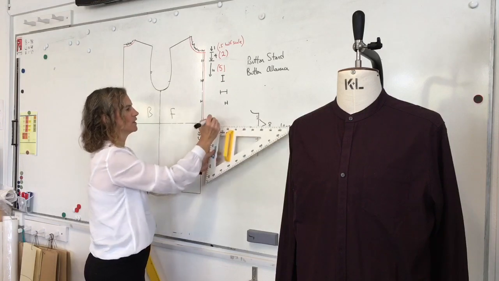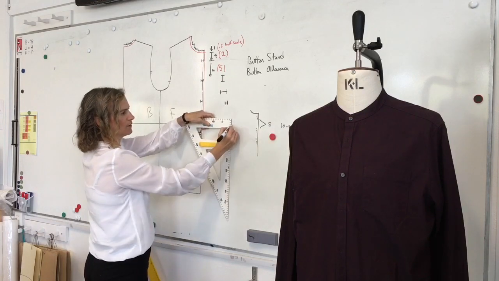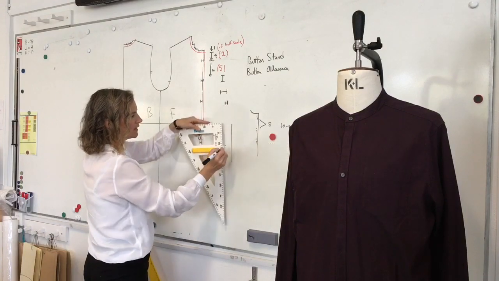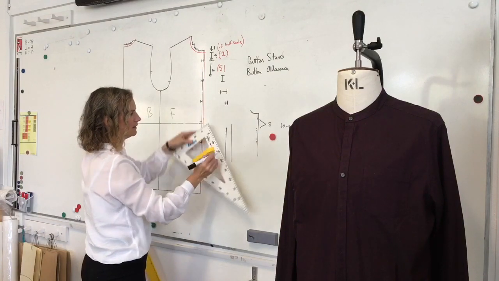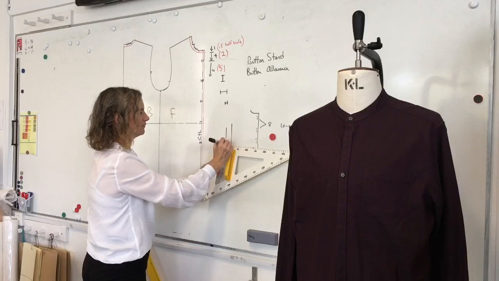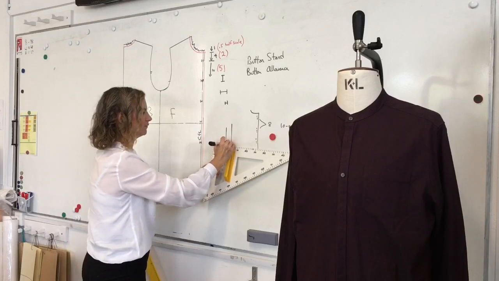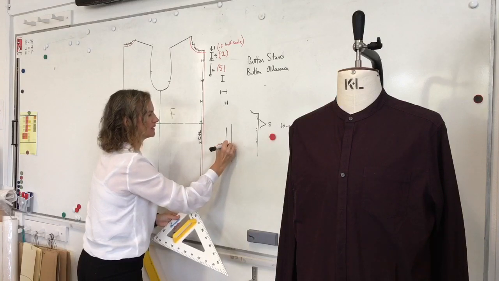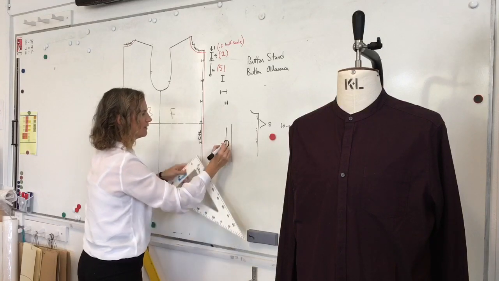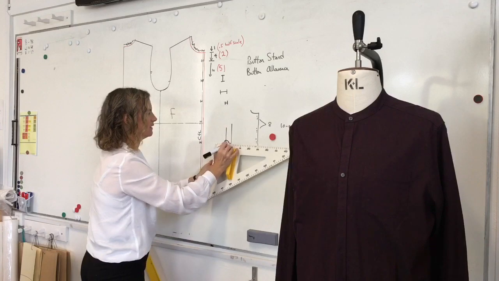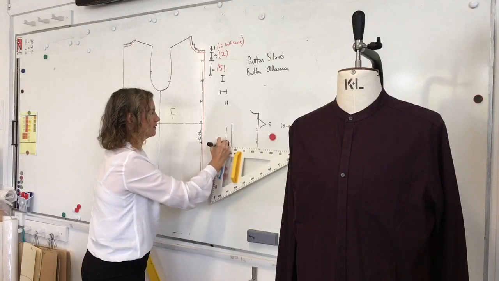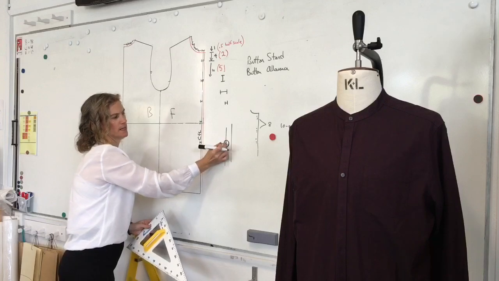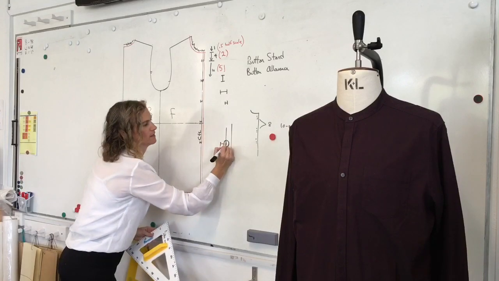If I did it in an enlarged scale here, when you draw your button on, it kind of makes sense, do you know what I mean? You have your button and your buttonhole. So the button goes in the buttonhole, but then it goes over to that point.